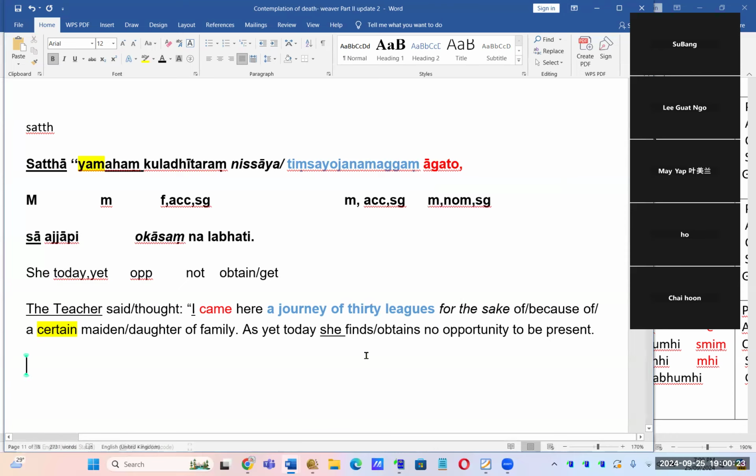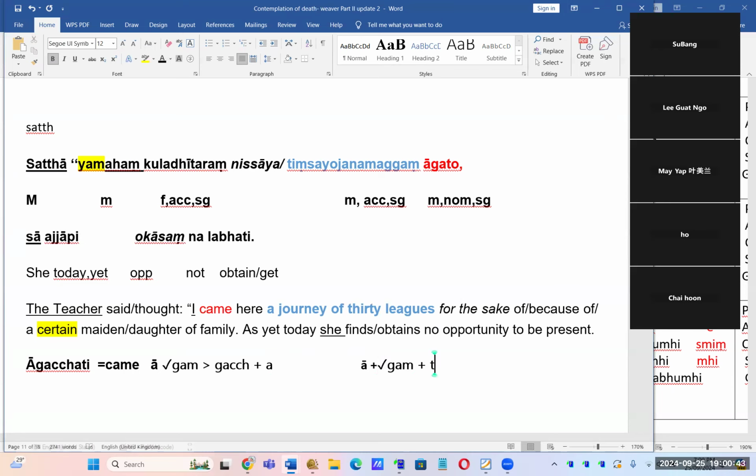Agato actually from the word agachati. Came. Right. So you have a plus gam, then change to ga, then plus ta. So agato means a plus gam, then plus ta. So you get agata. So came or has come.